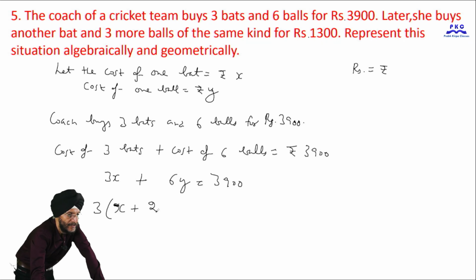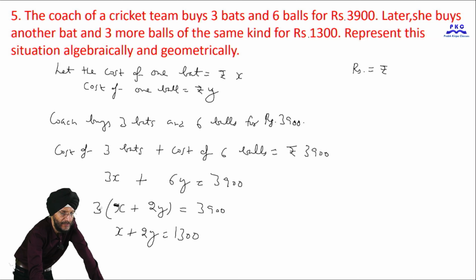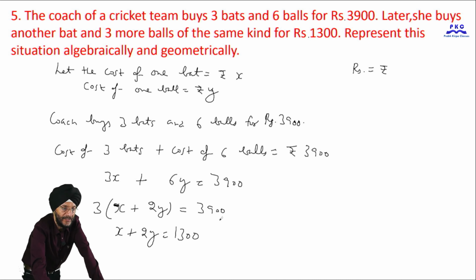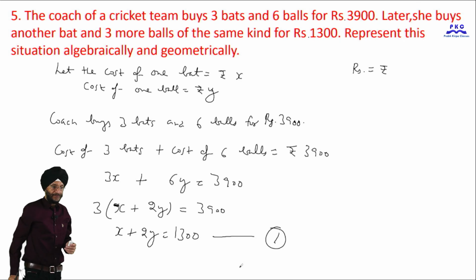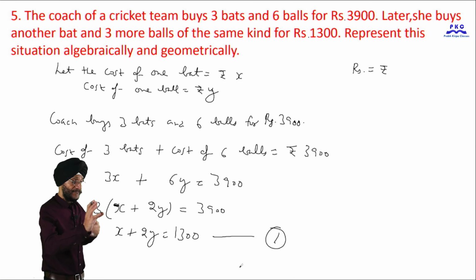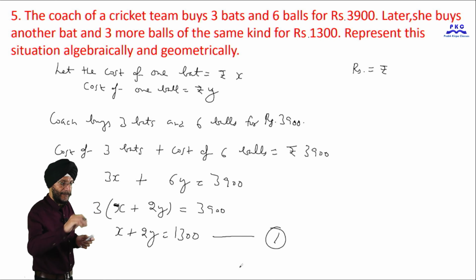x plus 2y is equal to 3900. We can also write it as x plus 2y is equal to, because 3 will go to the other side below. So 3900 will be divided by 3 and it will become 1300. So x plus 2y is equal to 1300. This is the first linear equation which represents the first situation algebraically.